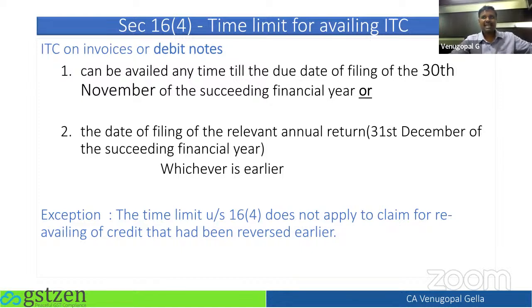The original credit has to be availed on or before 30th November. Everyone has to avail the input tax credit on or before 30th November. This is something one has to be very mindful of. Please note, the availment of credit does not apply for re-availing the credit if you have originally availed and reversed. For those aspects, this will not be applicable.